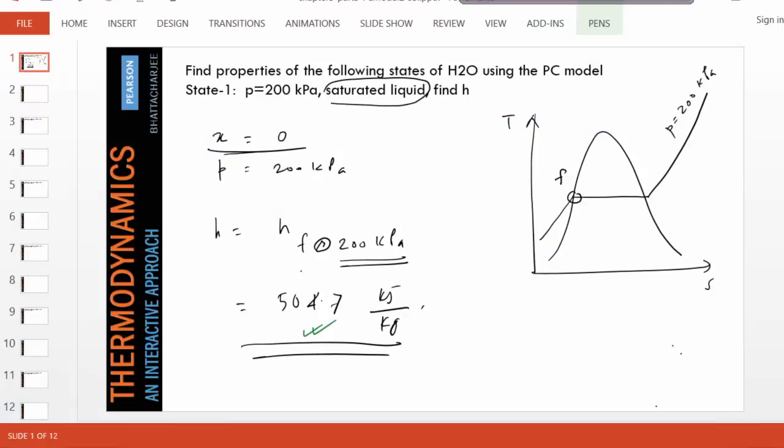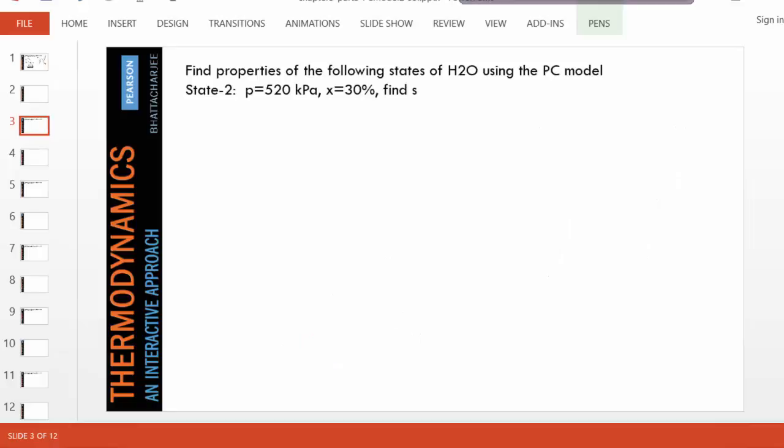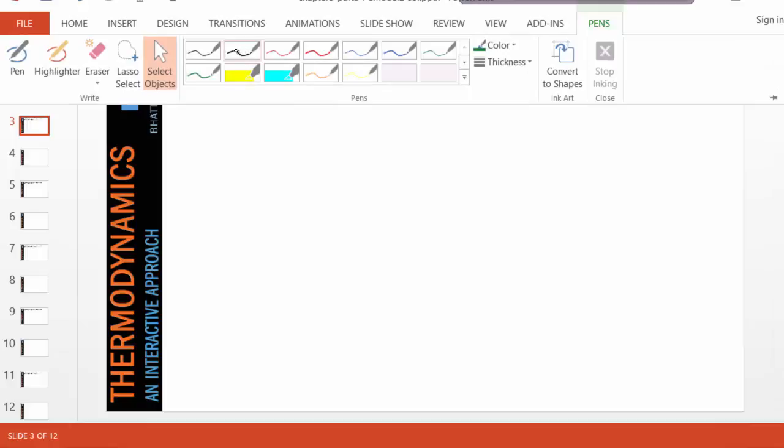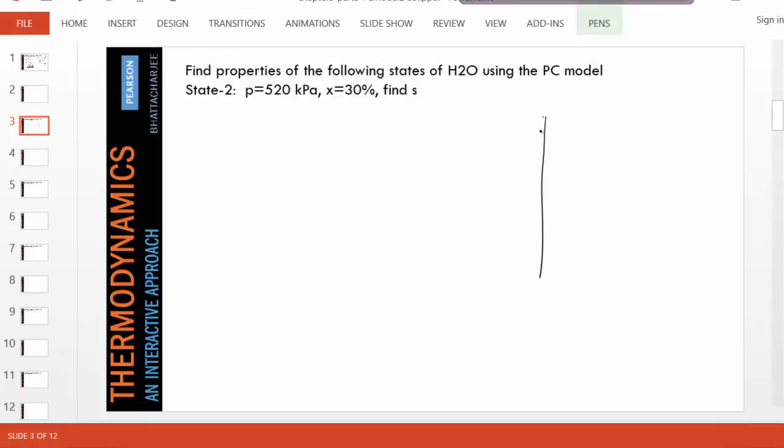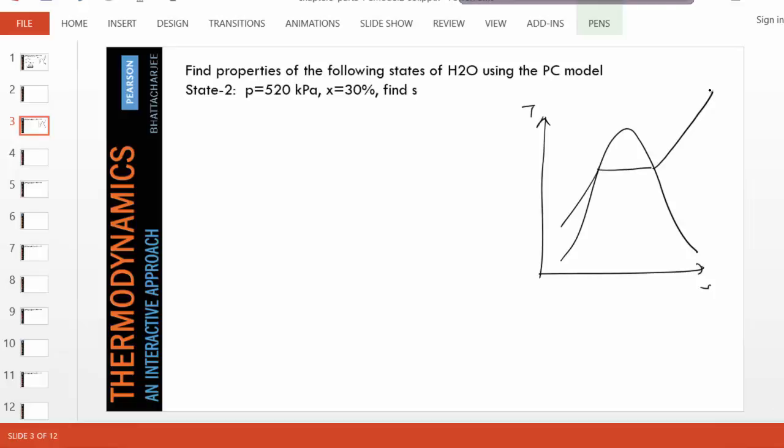Okay, let's go back to another problem. This time, as you read the problem, let me quickly draw the TS diagram. We are always going to start by drawing a TS diagram. The dome. Here the pressure given is 520 kPa, a little bit higher, so I'm drawing that there. So this is pressure equals 520 kPa, and x is 30%, so maybe this is my state 2. We have to find S.